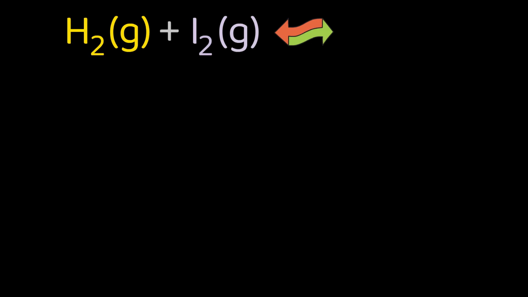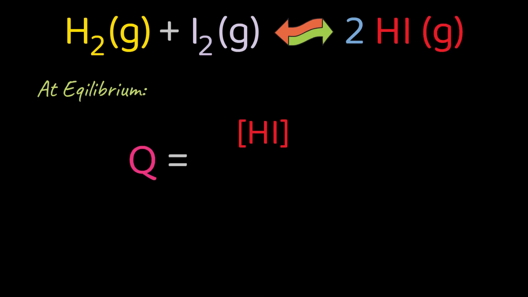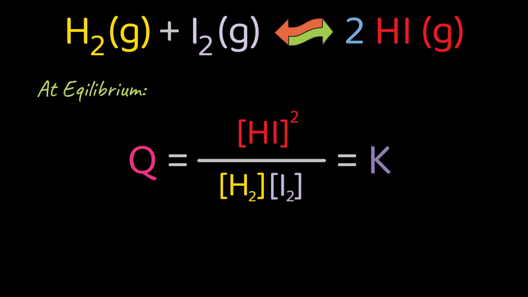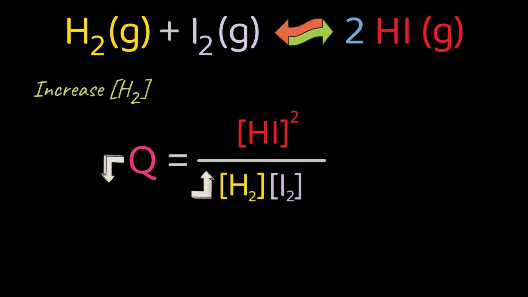Consider the equation where hydrogen gas and iodine gas react to form hydroiodic acid. If we increase the concentration of hydrogen gas, then Q will decrease. To reestablish equilibrium, the forward rate of the reaction will increase and a new equilibrium will be established. However, the Kc for this reaction doesn't change in the presence of changing concentrations. Thus, if we add more hydrogen gas, the end product will have more hydroiodic acid and less iodine gas than before.